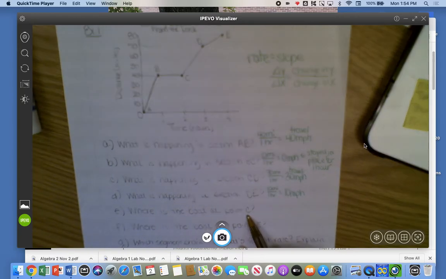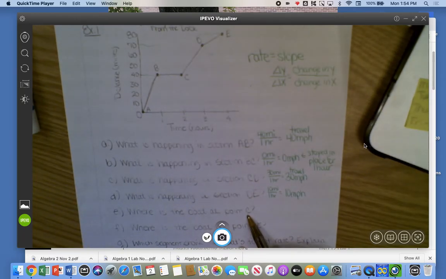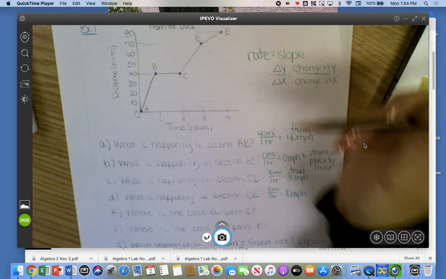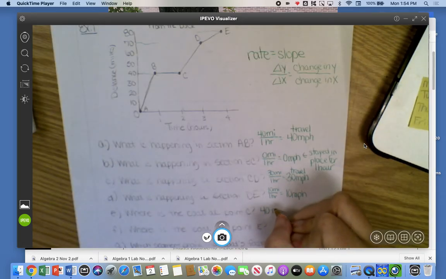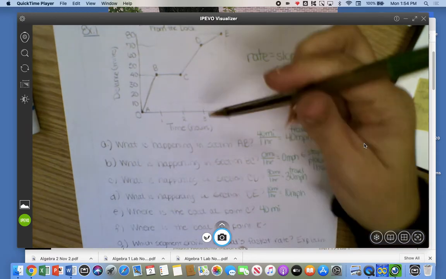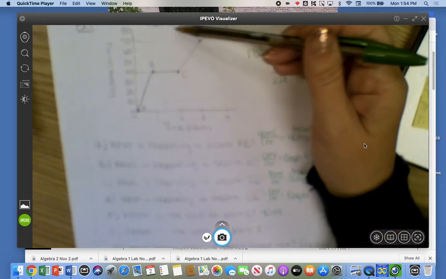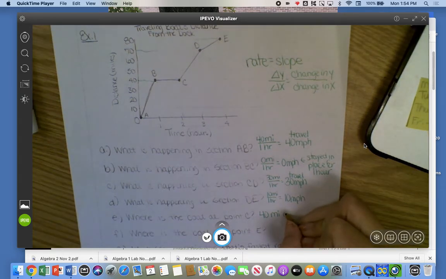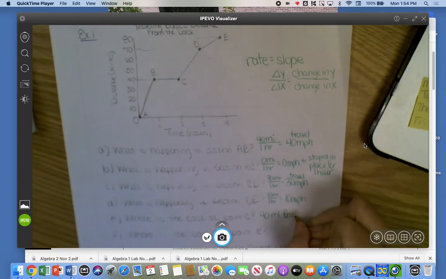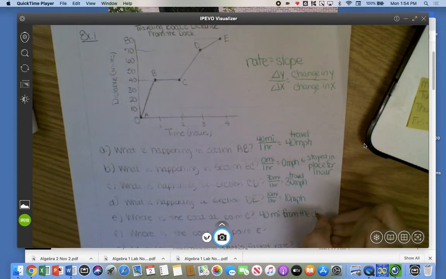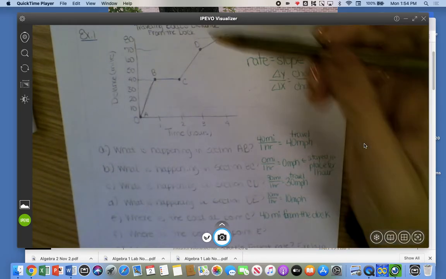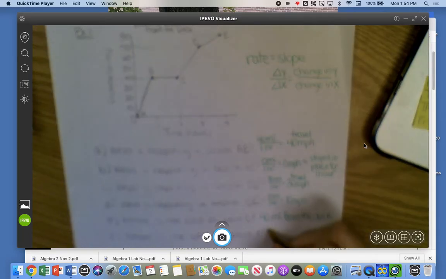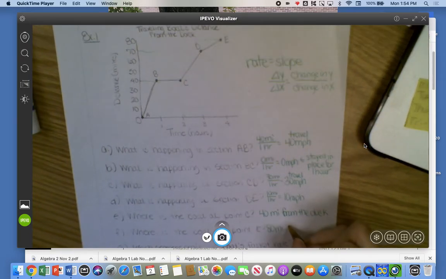Now where's the boat at point C? That's my distance. I'm 40 miles from the dock, because the graph tells us that. So we say 40 miles from the dock. Point E, where am I at? My distance is at 80, so I'm 80 miles from the dock.